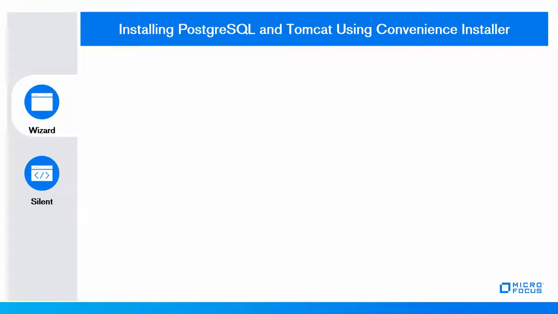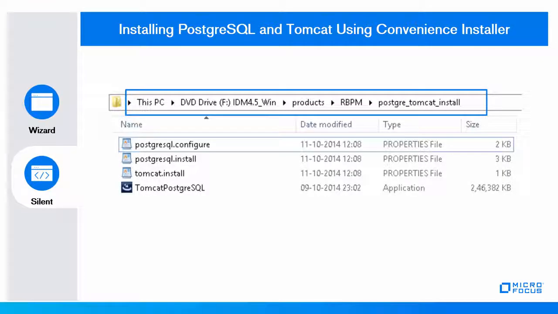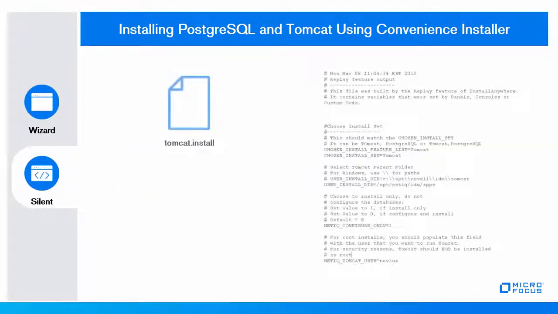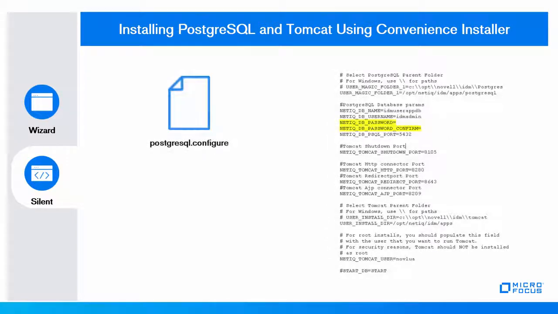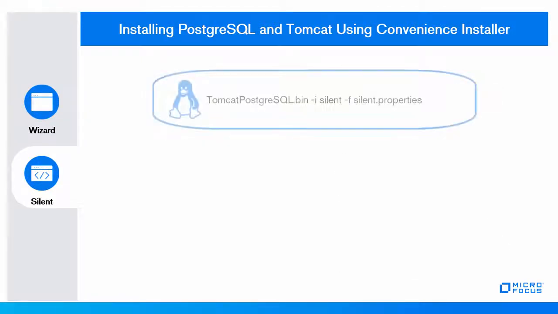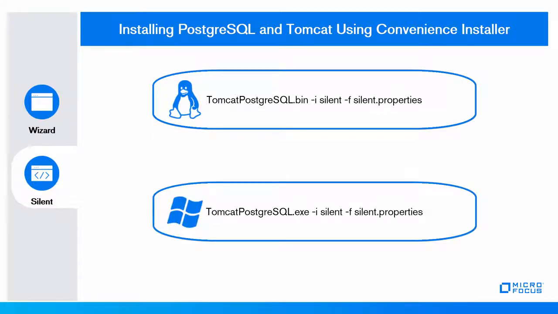Now let us perform a silent installation of these components. Find the silent properties file in this path. Ensure the paths and the IP addresses are specified in the tomcat.install file. Specify the required paths, IP addresses, and NetIQ DB password in the PostgreSQL.configure file. If you are installing on a Linux machine, use this command. For Windows installation, use this command.